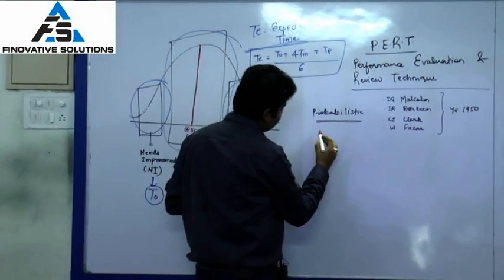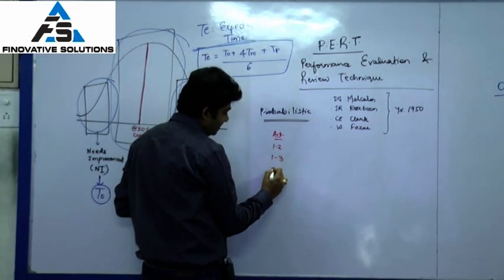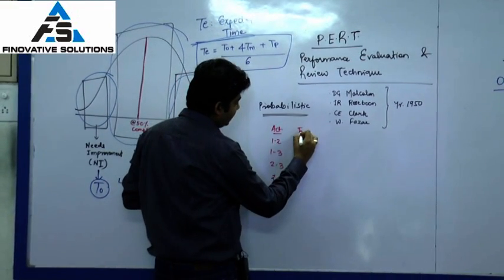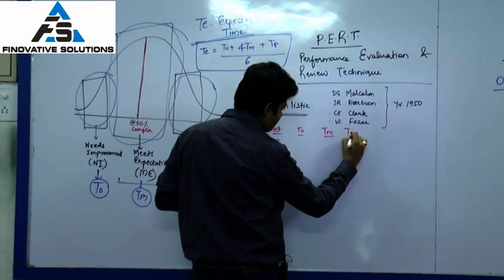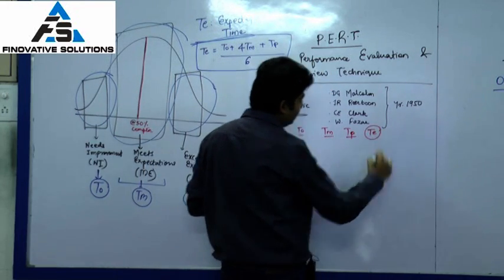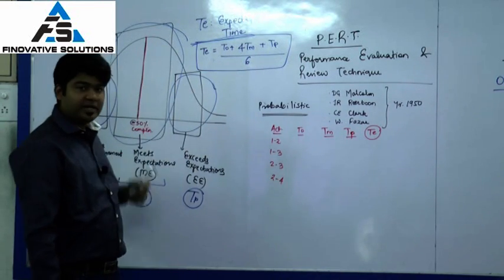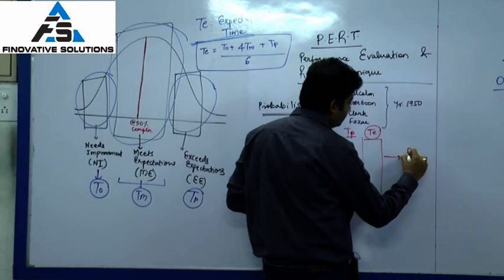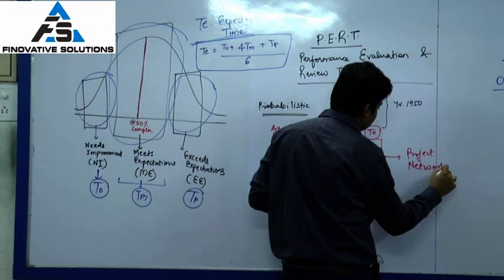Now, based on this estimate, say there is an activity 1 to 2, there is an activity 1 to 3, there is an activity 2 to 3, and finally there is an activity 2 to 4. There are 3 time estimates that I have: TO, TM, TP. Based on these time estimates, I will be able to calculate TE. TO plus TP plus 4 TM divided by 6 will give me TE. Once I get this TE, I will be in a position to draw the project network diagram.